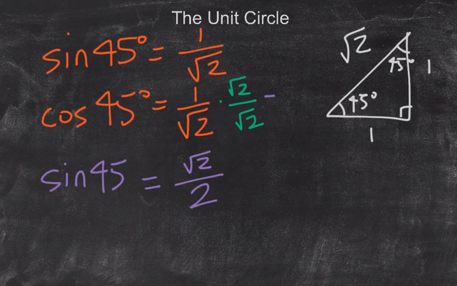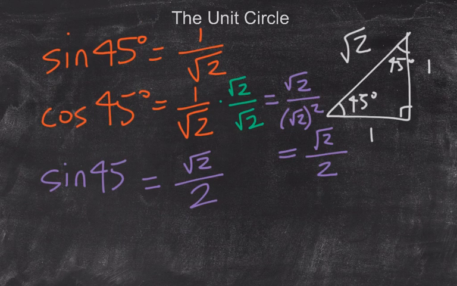And that's because when I multiply these fractions together, the square root of 2 times 1 is square root of 2. And the square root of 2 times itself is the same as writing the square root of 2 squared. And the square root of 2 squared is just 2.